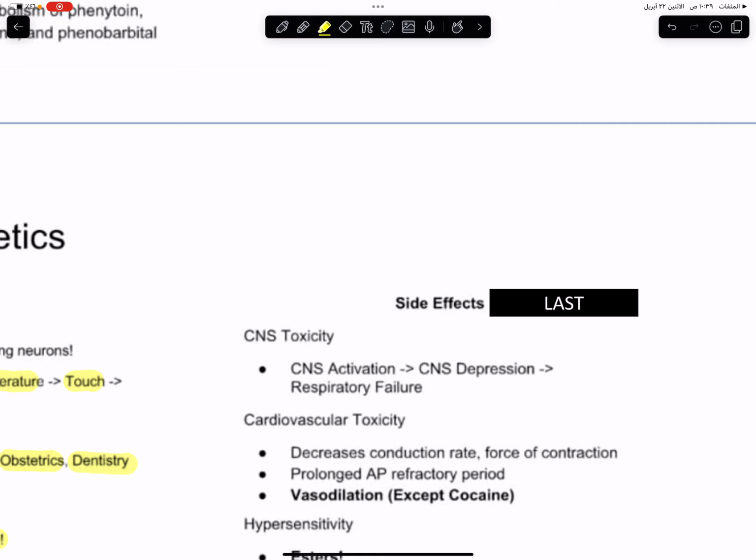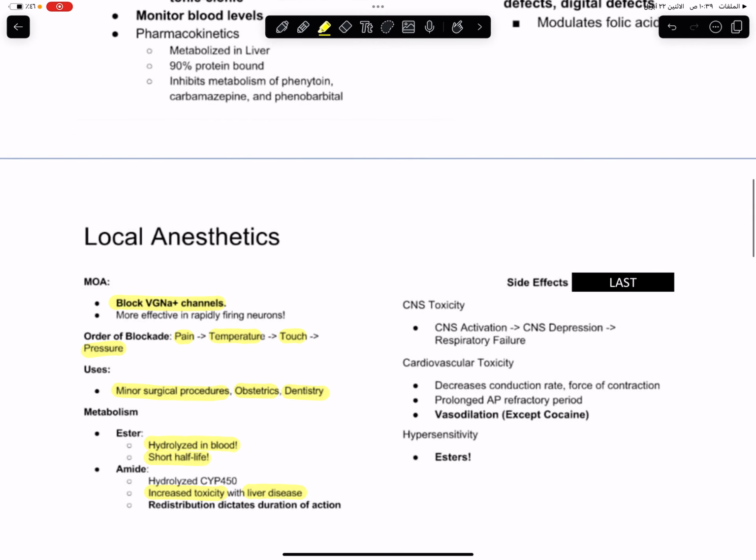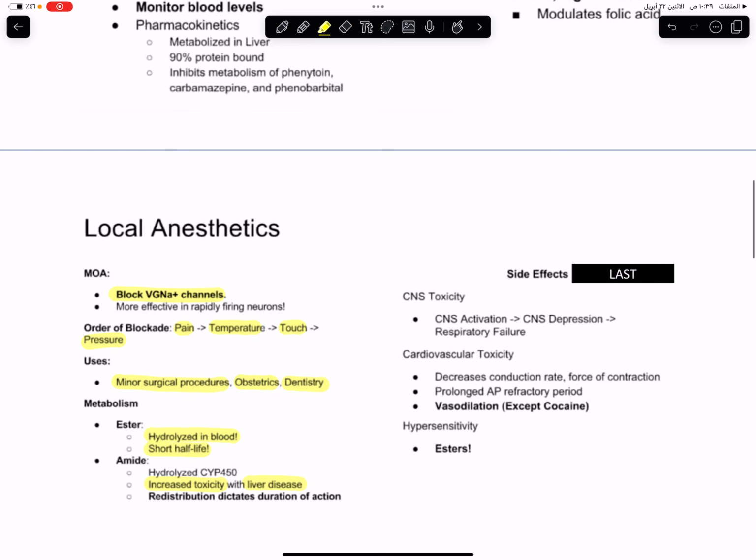Hypersensitivity, you understand, allergic reactions, they are more common with esters. So normally we use amides in dentistry. Student: This side effect happens if I give a high dose? No, which one? The last one is related to high dose, but this hypersensitivity is more common with esters. Even with eye drops it can cause it.